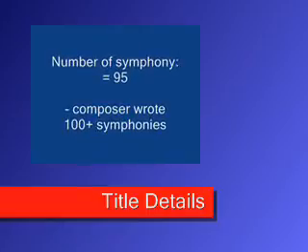This is a Symphony Number 95, so we know that it could not have been written by Mozart. In fact, of the 3 composers in this unit, it could belong only to Franz Joseph Haydn, the only composer in this unit who wrote anywhere near that number of symphonies. Haydn wrote 100 plus symphonies. This is Symphony Number 95 of them.